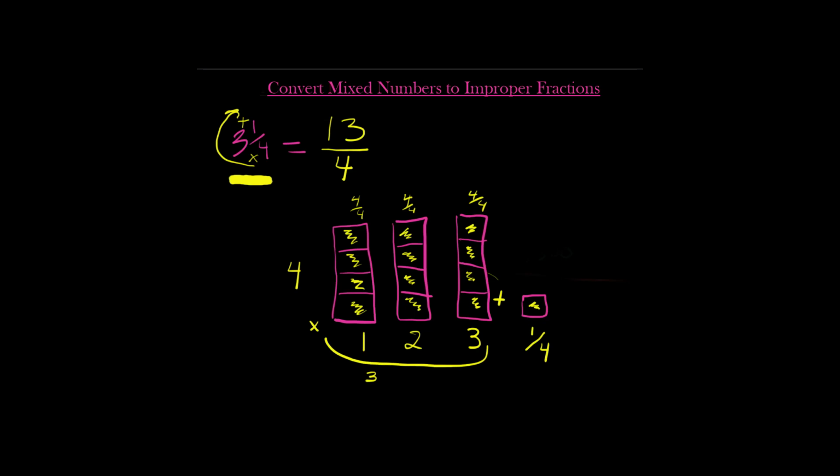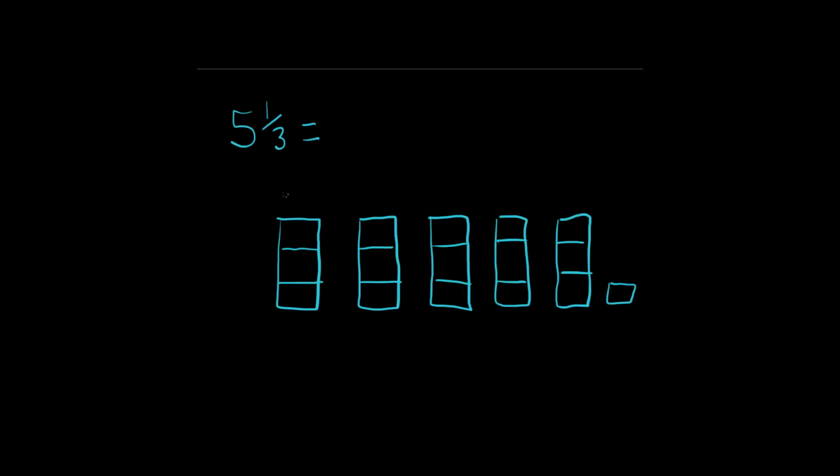All right, let's try a couple more just to see how that works. This time we have 5 1/3. We can write our denominator because it's still going to be out of thirds. We're going to make our little symbols to help us. We're going to multiply, then add, and go in that order. So 3 times 5 is 15. 15 plus 1 is 16. Pretty simple. There's your answer, 16/3.